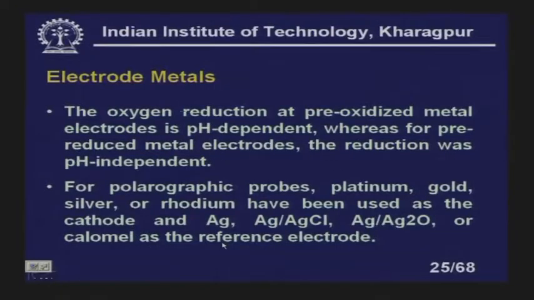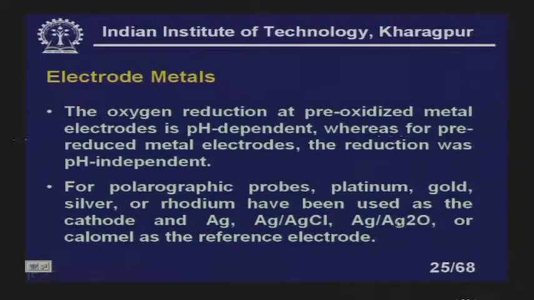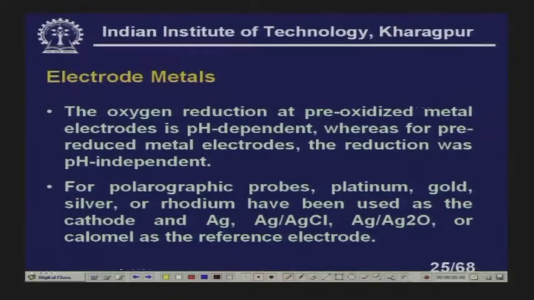For polarographic probes, platinum, gold, silver and or rhodium have been used as a cathode, and silver, silver chloride, silver oxide, Ag2O, or calomel as a reference electrode is used. Please note, it is not Ag2, the 2 will be in subscript. So, it is like this, it will be Ag2O, sorry.